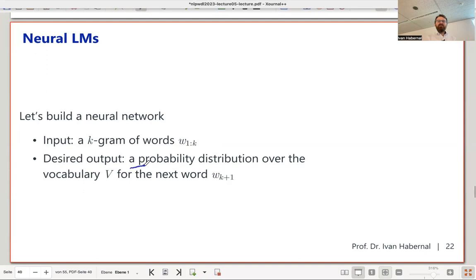So we want the probability distribution over the vocabulary for the next word k+1, given a k-gram of previous words. So we want the probability distribution. Okay, so what does it mean?